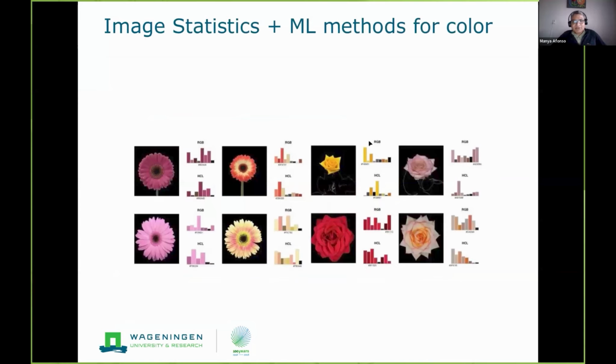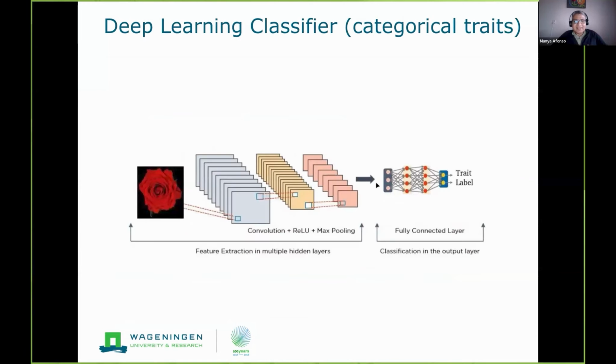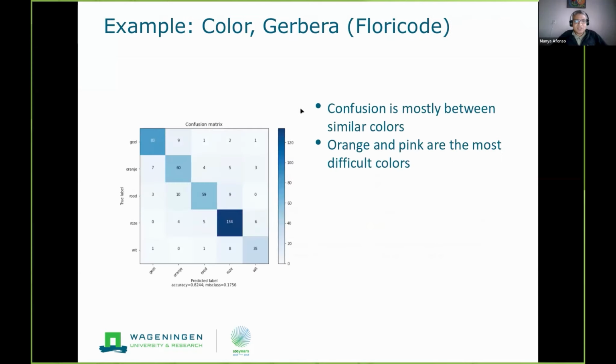I will go a bit fast because of time. Here we can see that for colors we can use the histograms of the colors as one of the features that describes the flower. And a deep learning classifier would typically be trained in this way by providing the trait label and the flower image as the input.